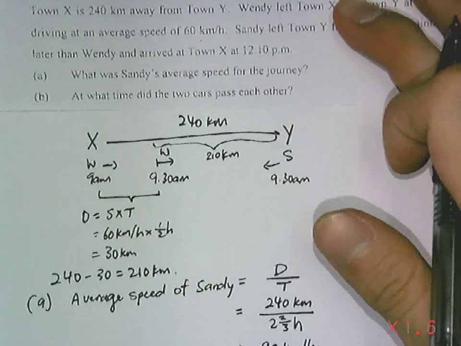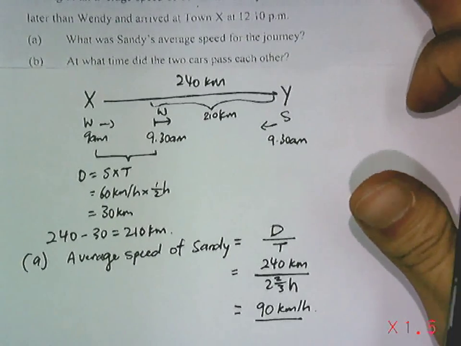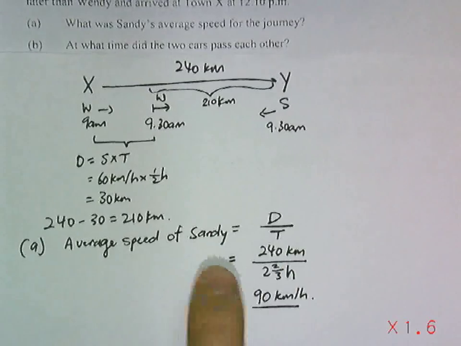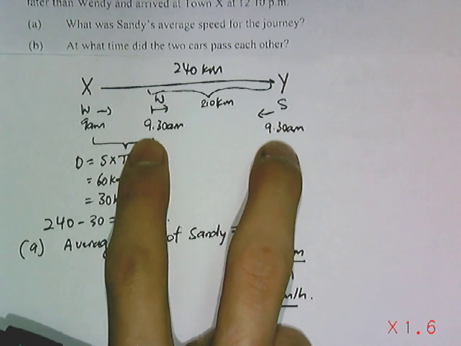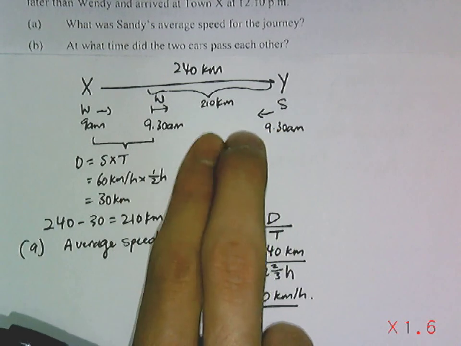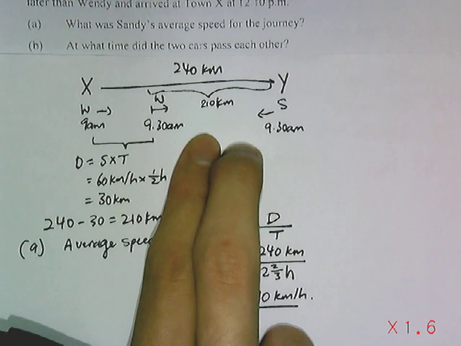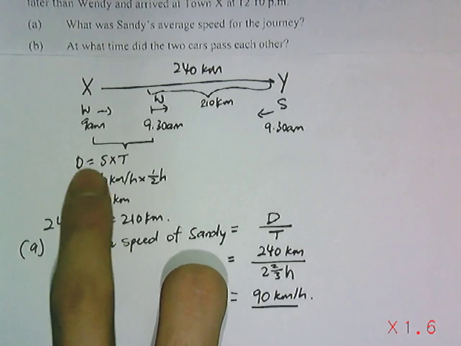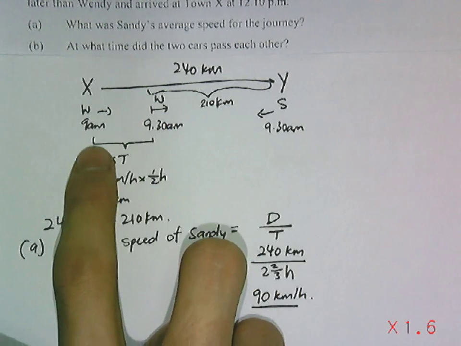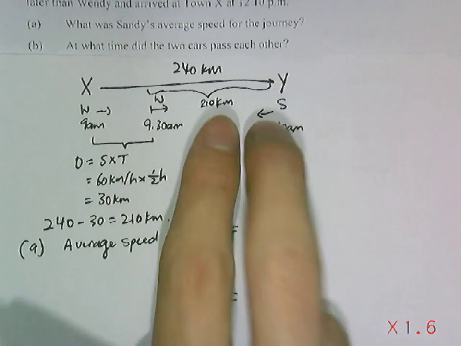Part B asks what time would the two cars pass each other. Two cars started at these 2 points at 9:30 a.m. So they're going to cover this distance, 210 km. Only this 210 km, because you have already considered this 30 km head start by Wendy.